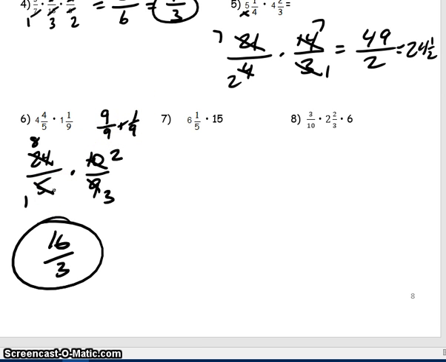All right. Question number 7 here. Okay, so business as usual. I see a mixed number. Let's change it to an improper fraction. 5 times 6, 30, 30 plus 1, 31. So it's 31 fifths. Now, the 15 is not a fraction.